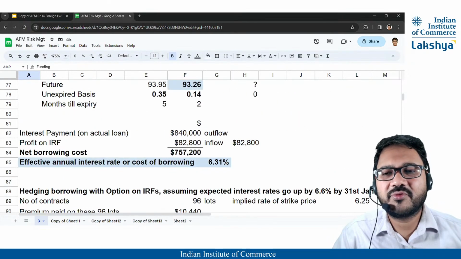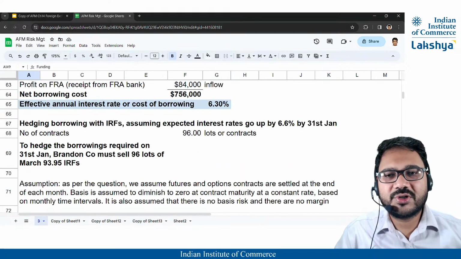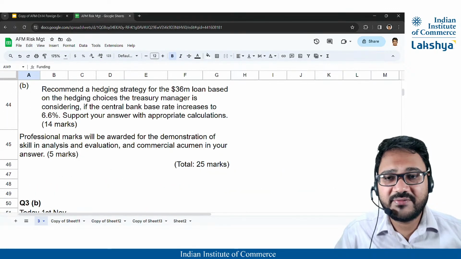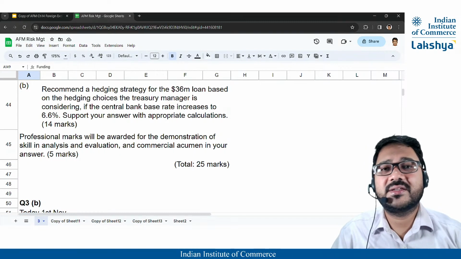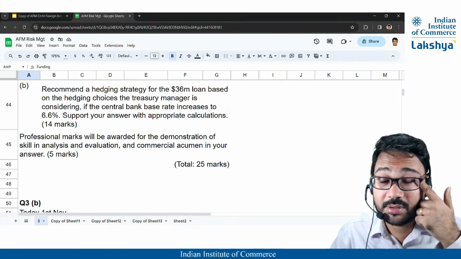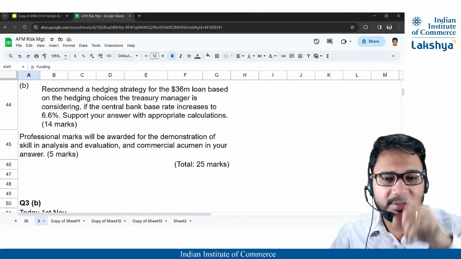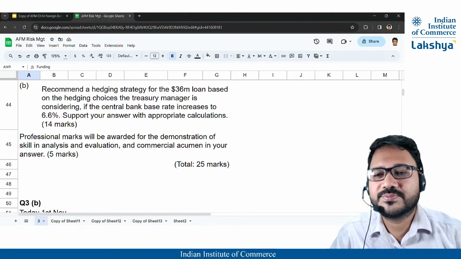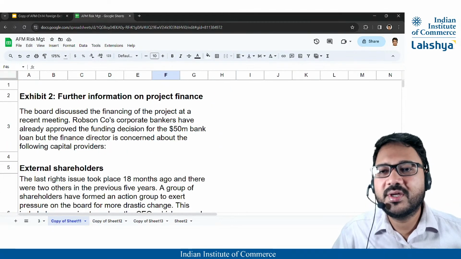So from the professional marks point of view, the way you present it using all the data available, that had marks. So you had your analysis and evaluation, and then you had commercial acumen, wherein you showed practically that futures do have a basis risk, and they also have to pay a margin amount. Okay, let's move on to the next question.